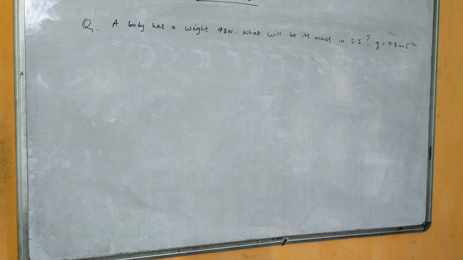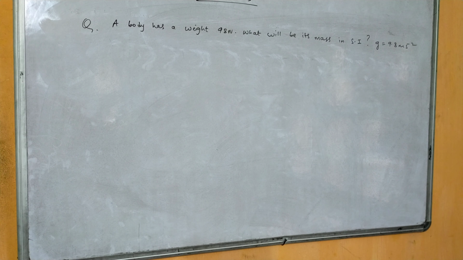A body has a weight of 98 Newton. Now weight is given here as 98 Newton, and g is also given as 9.8 meter per second square. We need to find mass, right? So weight equals mg, we know. So m can be written as W by g. That means weight is given here as 98 and g is given as 9.8.